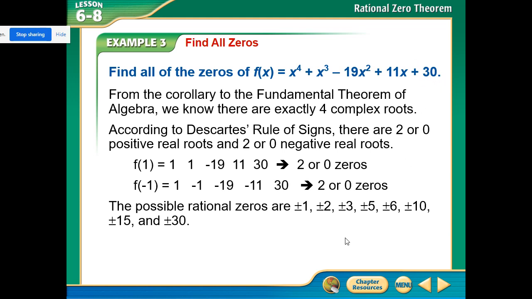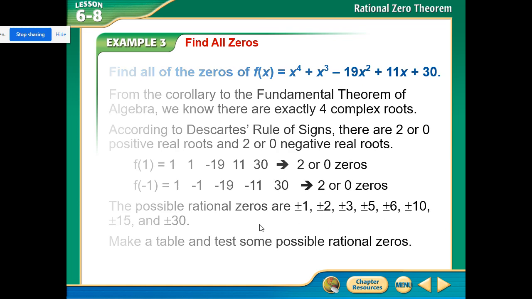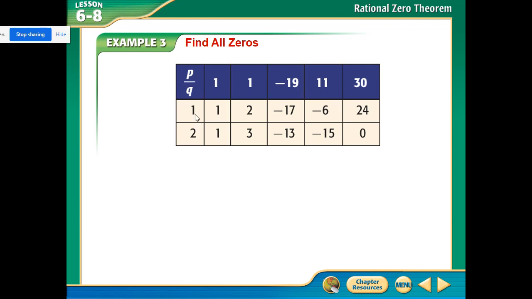Here's 30. So what goes into 30? 1, 2, 3, 5, 6, 10, 15, and 30. So these are the numbers we're going to try. You should never try 4. You shouldn't try 7, 8, those kind of numbers. These are the only ones that are possible answers. All right, so let's go ahead and do a table and start it off.